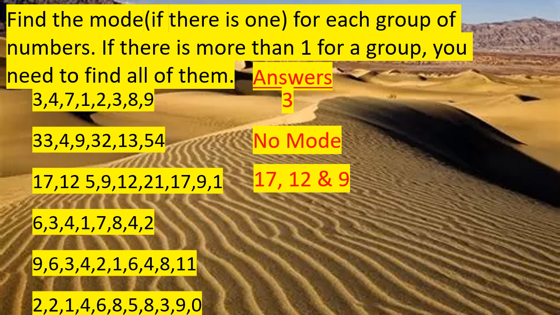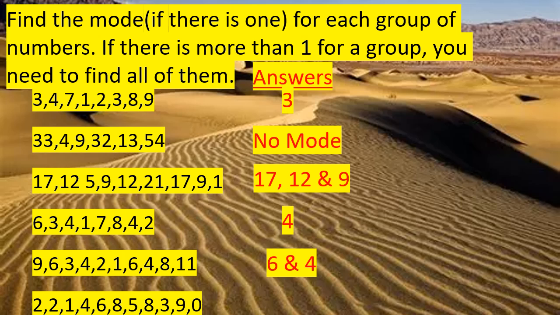Next one, 6, 3, 4, 1, 8, 4, 2. And the answer for that one is 4. Next one, 9, 6, 3, 4, 2, 1, 6, 4, 8, 11. And for that one, the answer is 6 and 4. So 2 6s, 2 4s.